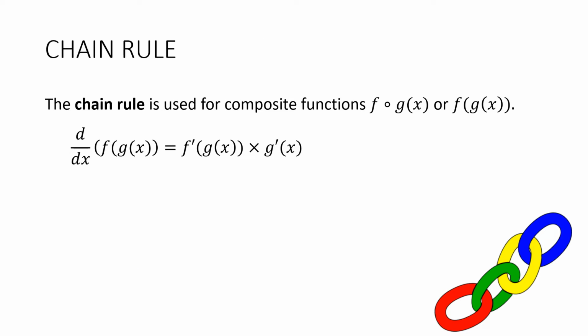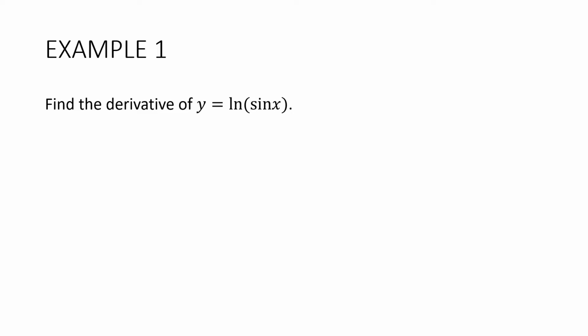Let's start with the chain rule, which is used for composite functions. So f of g of x is given for you on your reference sheet. It says the derivative of a composite function f of g of x is equal to the derivative of the outer function, so f dashed of g of x, multiplied by the derivative of the inner function, g dashed of x. Let's look at an example.